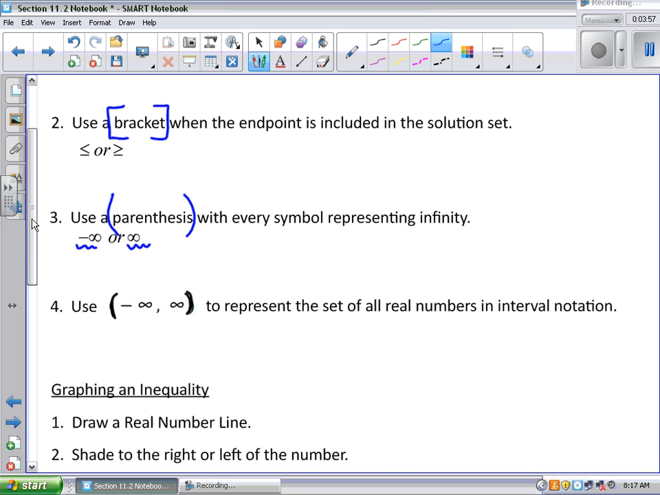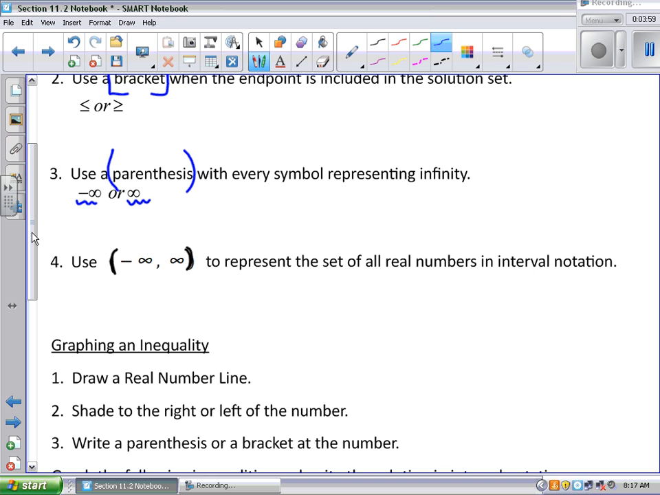And number 4 in this list says we use the interval parentheses, negative infinity, comma, infinity, parentheses, to represent the set of all real numbers. All real numbers are all of the numbers that go from negative infinity to positive infinity. Everything in between is a real number.